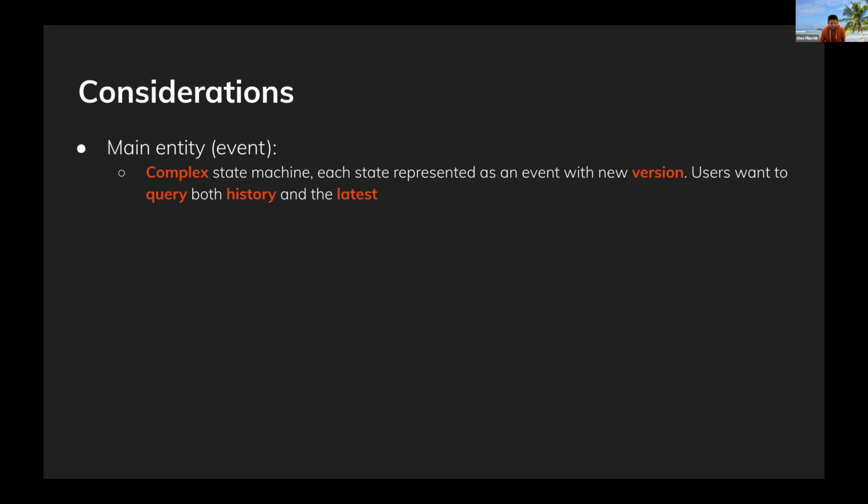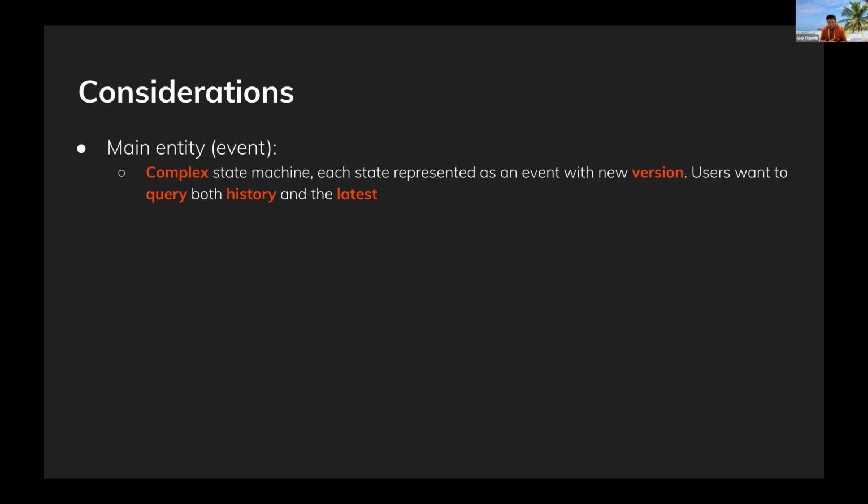What considerations? What are our limitations? What are our thoughts? So the main entity is an event. In Uber's case, I think a lot of people know, there's a trip, which is a pretty common entity. In our case, it's an event, which is a super complex state machine. And there might be multiple states for the same event, so the same event might be represented by multiple states.